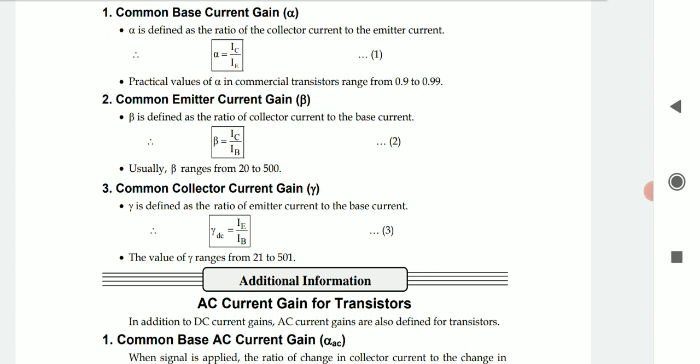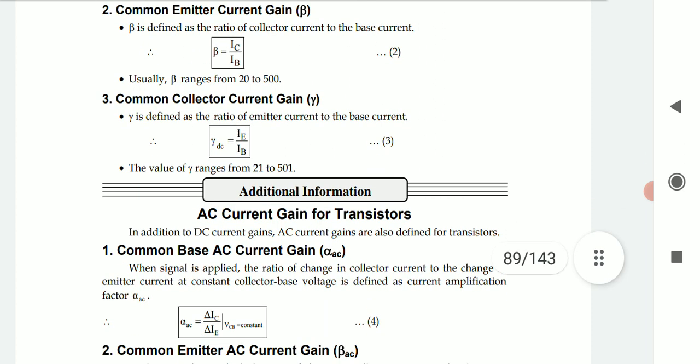Next, the common collector configuration current gain is represented with gamma, defined as the ratio of output current to the input current. Output current in common collector is IE, that is emitter current. Input current in common collector is IB, that is base current. So gamma is equal to IE by IB. The range of gamma value is 21 to 501. This is generally greater than the beta value. Okay, these are the definitions of alpha, beta, gamma.